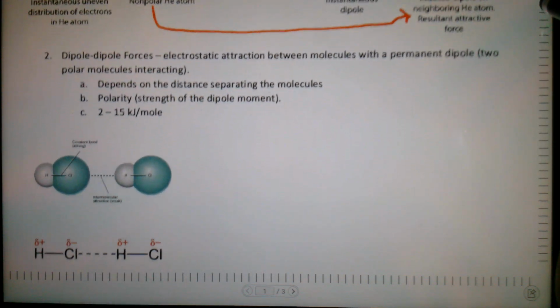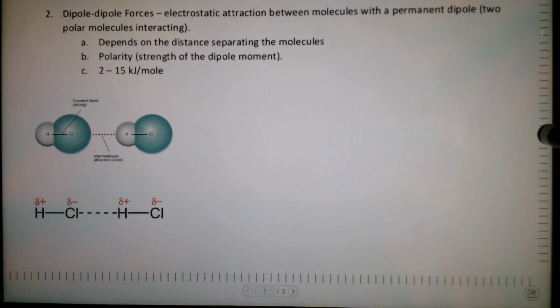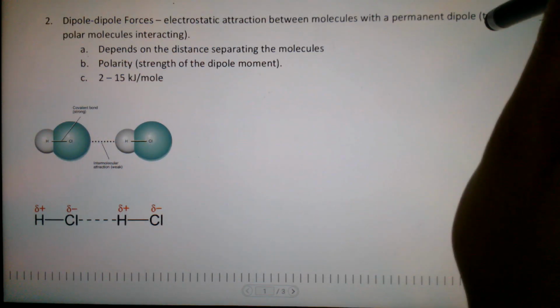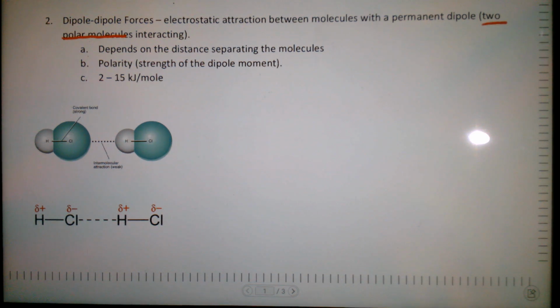The next one is called a dipole force. This is an electrostatic attraction between molecules that do have a permanent dipole. So this is 2 or more polar molecules that are interacting. Since they already have that positive and that negative charge, it's a lot easier for those to interact.